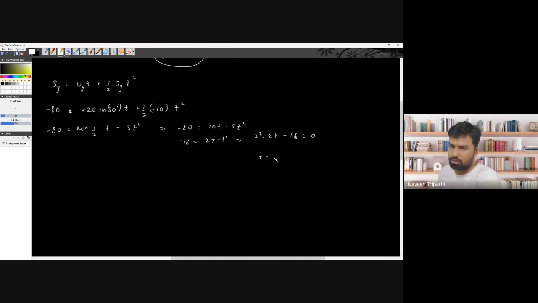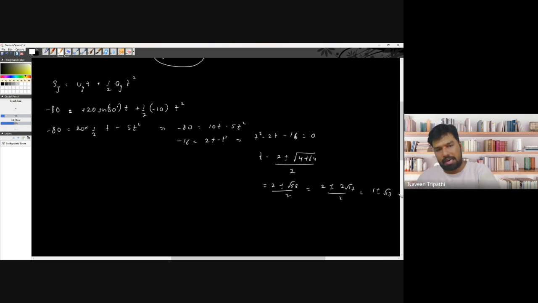You can also apply minus b plus minus root b square minus 4ac, minus of minus 2 plus minus root of 4 plus 64, divided by 2. So this is 2 plus minus root 68 by 2. Root 68 is 17 into 4, so 2 plus minus 2 root 17 by 2. So 1 plus minus root 17. 1 minus root 17 is rejected. 1 plus root 17 is accepted.